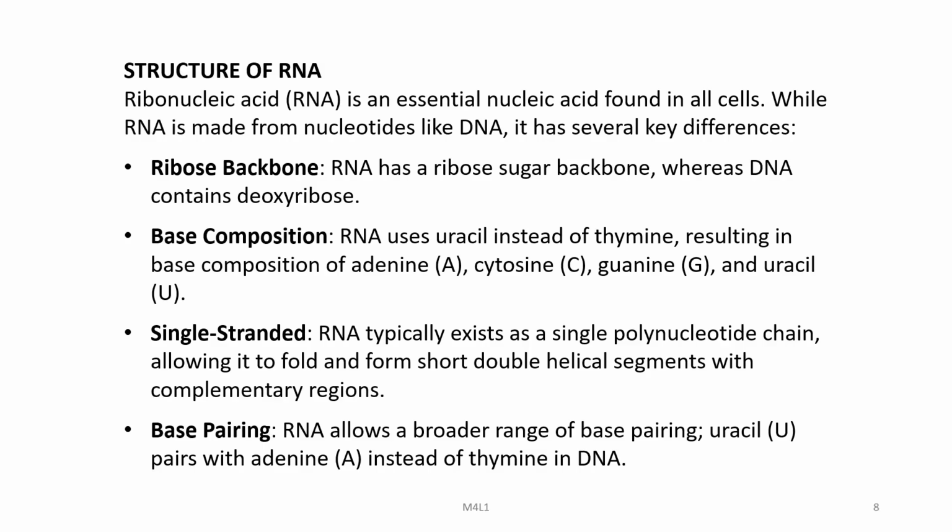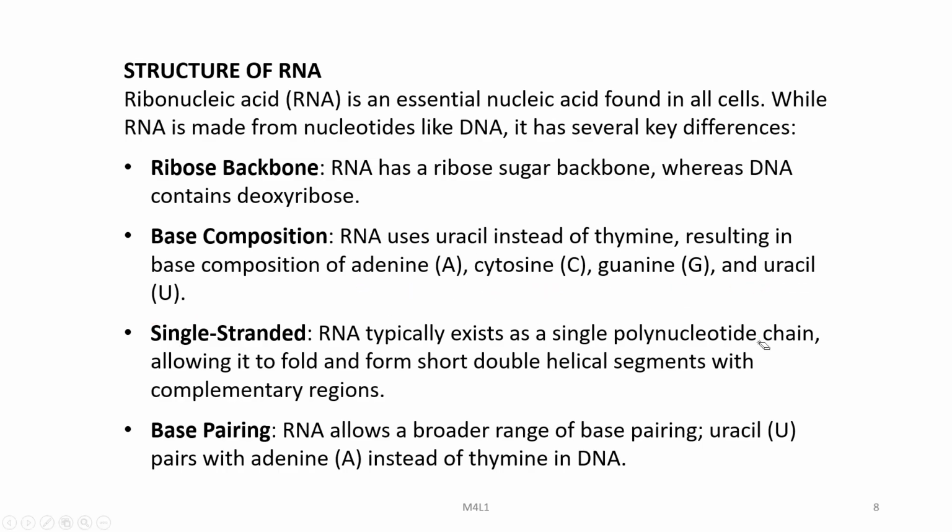Now, let us look into the structure of RNA, or ribonucleic acid, which is an essential nucleic acid found in all cells. While RNA is made from nucleotides like DNA through a process called transcription, it has several key differences. RNA has a ribose sugar backbone, whereas DNA contains deoxyribose. Then, in base composition, there are also certain differences. RNA uses uracil instead of thymine, resulting in a base composition of adenine, cytosine, guanine and uracil.